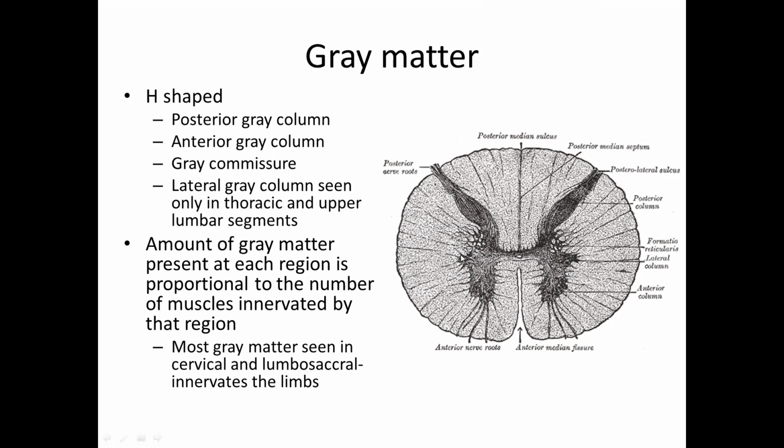And then the amount of gray matter in a particular region of the spinal cord is proportional to the number of muscles innervated by that region, right? So you saw the fusiform appearance also, where it is larger because of the greater number of cells and fibers. Most of the gray matter is seen in the cervical and lumbosacral segments where the innervation for the limbs is, right? So that area you will have more gray matter.